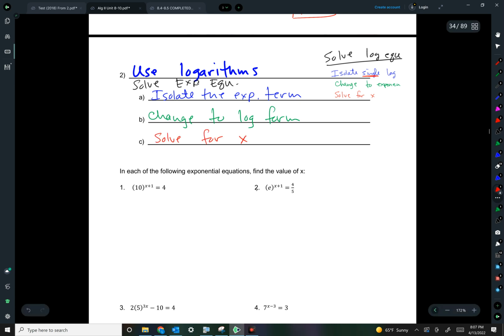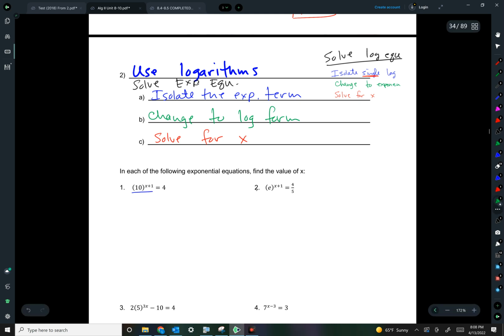So I just wanted to show you these side by side because really you do the same thing. You isolate the term, you change it to the opposite form, and then you solve for x. So take a look at my first example. It says isolate the exponential term. Well, the exponential term is the term that has the exponent. So 10 to the x plus 1 is the exponential term. Okay, it's already by itself.